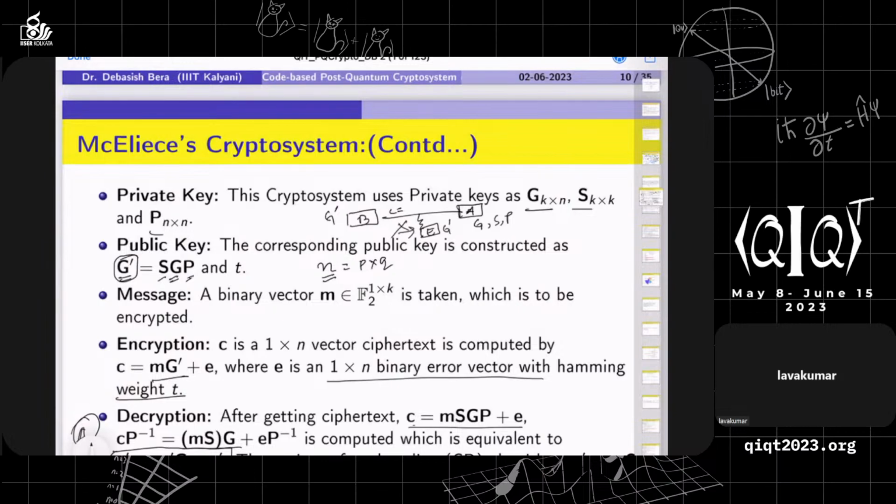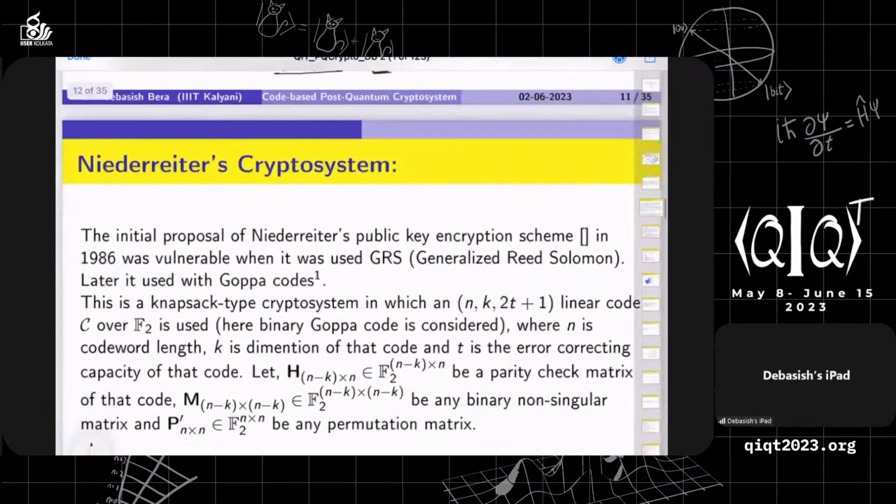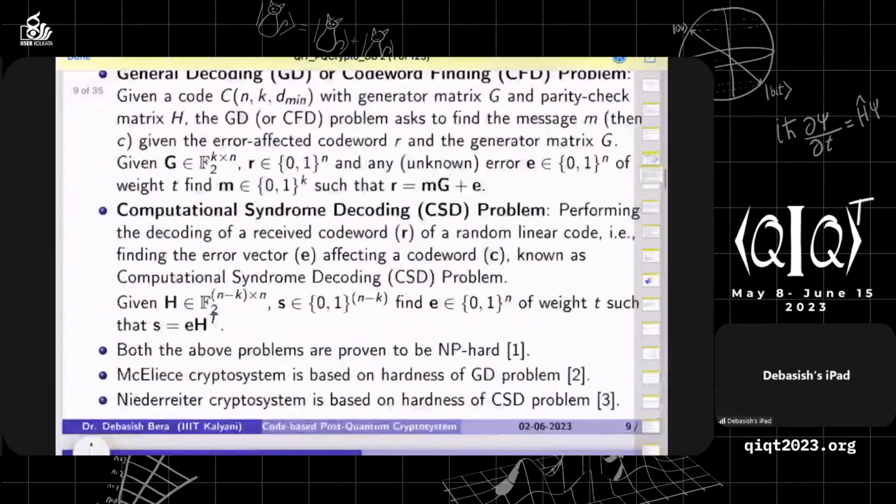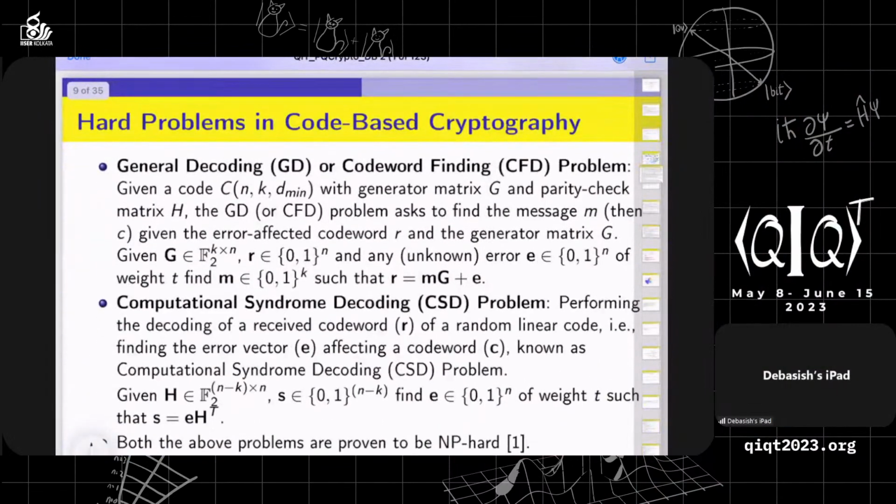He publicly knows only G prime. A similar thing can be exploited in another way by hiding the H, which is actually proposed by another. These two methodologies are available in the whole code-based crypto systems. Post-quantum crypto systems are based on these two problems, as I discussed: the general decoding problem and the computational syndrome decoding problem.